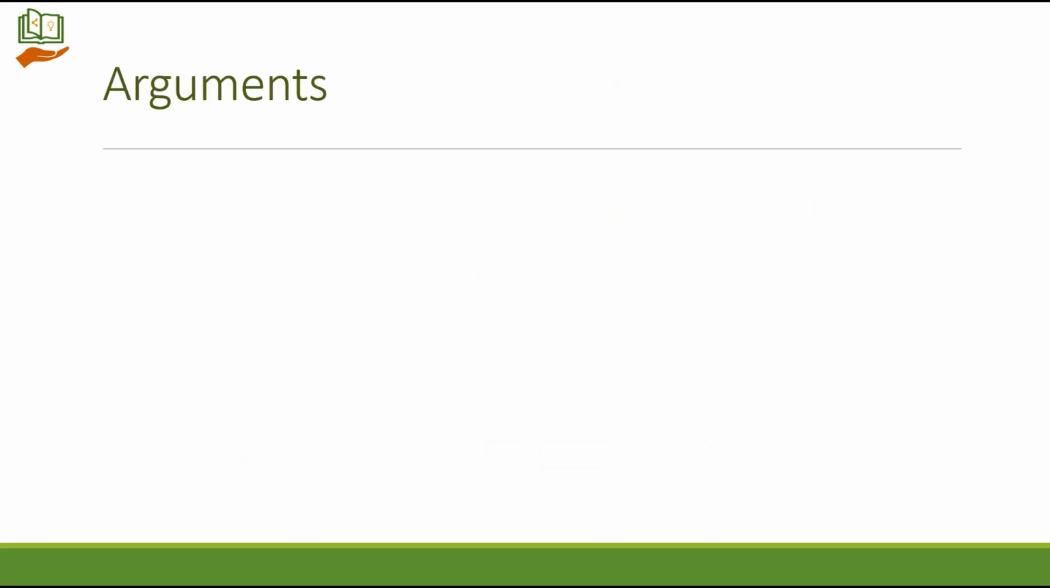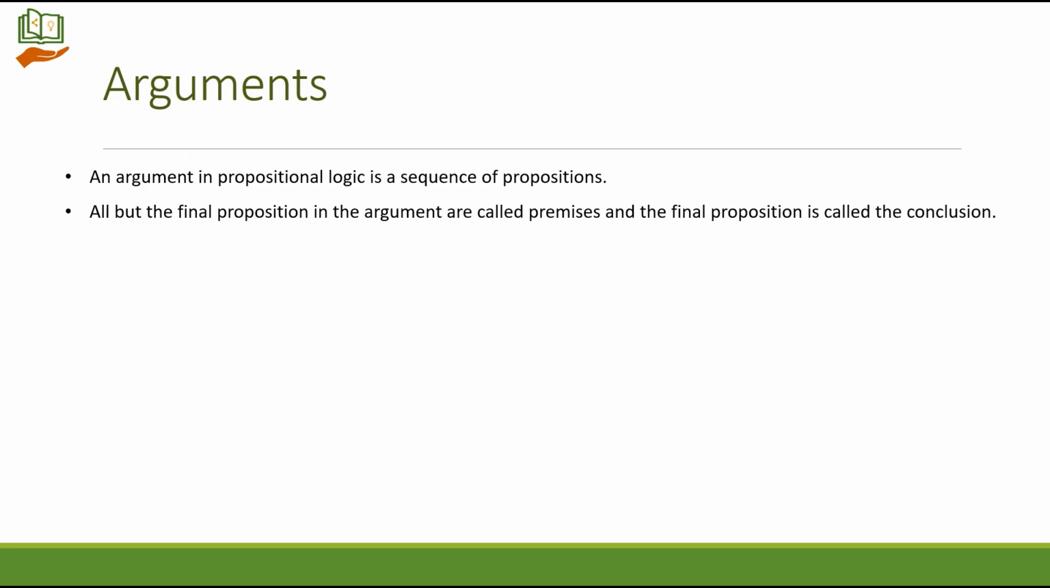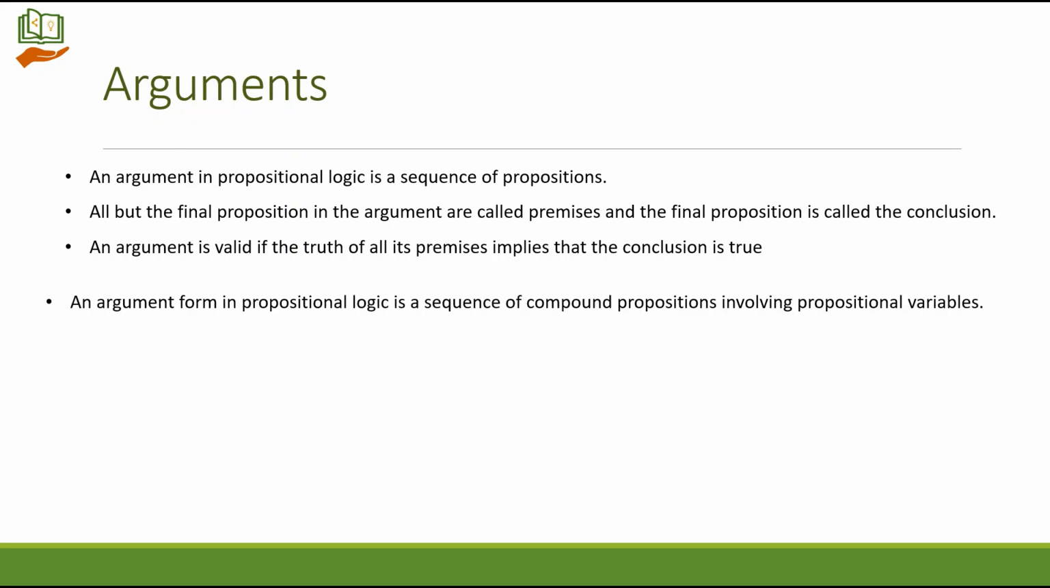So let's get into arguments first. An argument in propositional logic is a sequence of propositions. All but the final proposition in the argument are called premises, and the final proposition is called the conclusion. An argument is valid if the truth of all premises implies that the conclusion is true. An argument form in propositional logic is a sequence of compound propositions involving propositional variables.